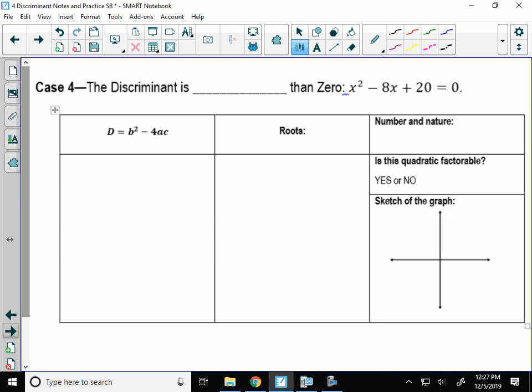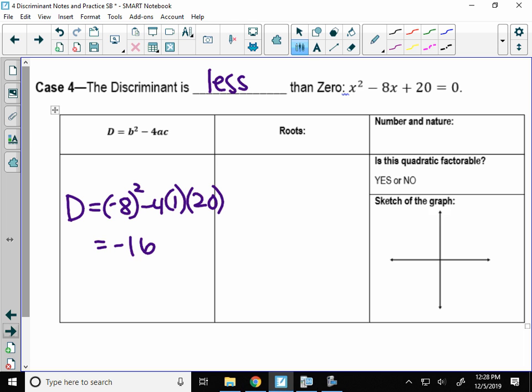All right, last case. Let's calculate our discriminant. See, you already almost have them memorized, so it's not that bad. Discriminant here. Let's see. Negative 8 squared minus 4 times A times C. Find that discriminant for me. Negative 16. So what goes in the blank up here? The discriminant is less than 0.